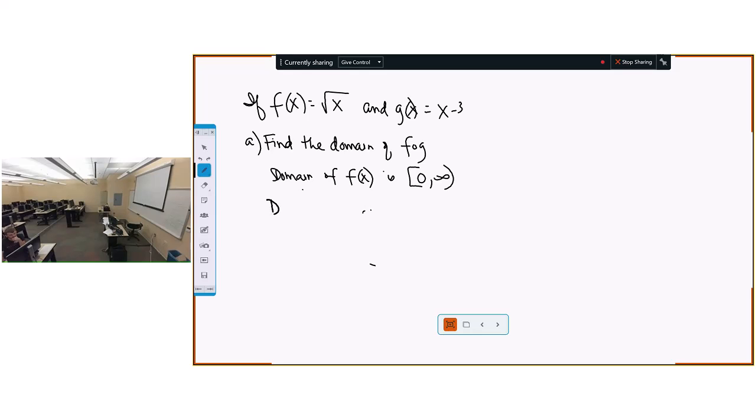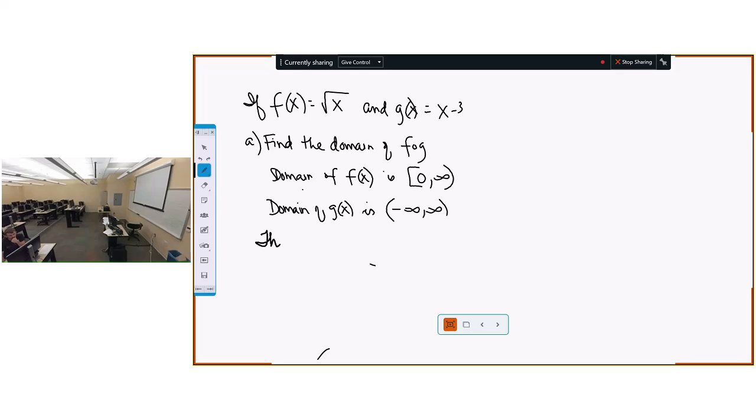Now let's look at the domain of g of x. There's nothing weird going on with g of x, is there? There's no square roots, there's no dividing by a variable, so we know that's just negative infinity to positive infinity. It's all real numbers.